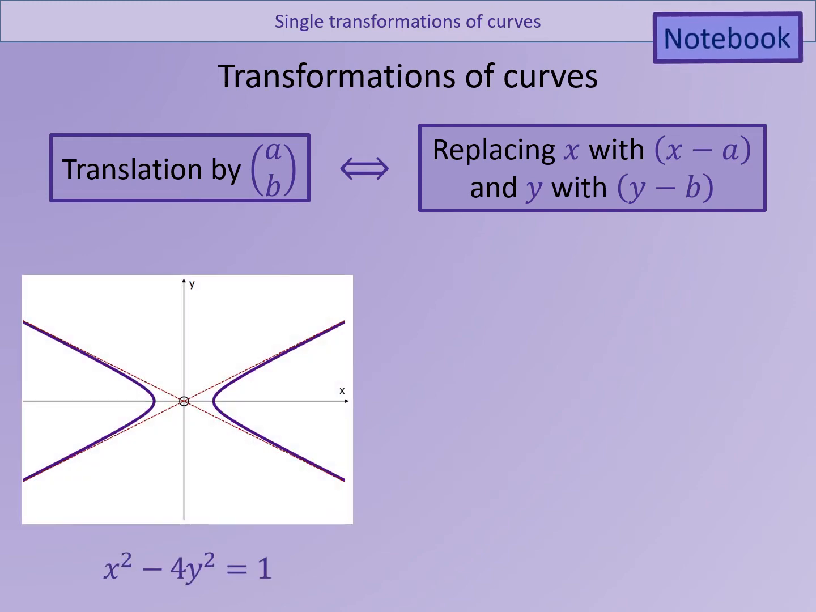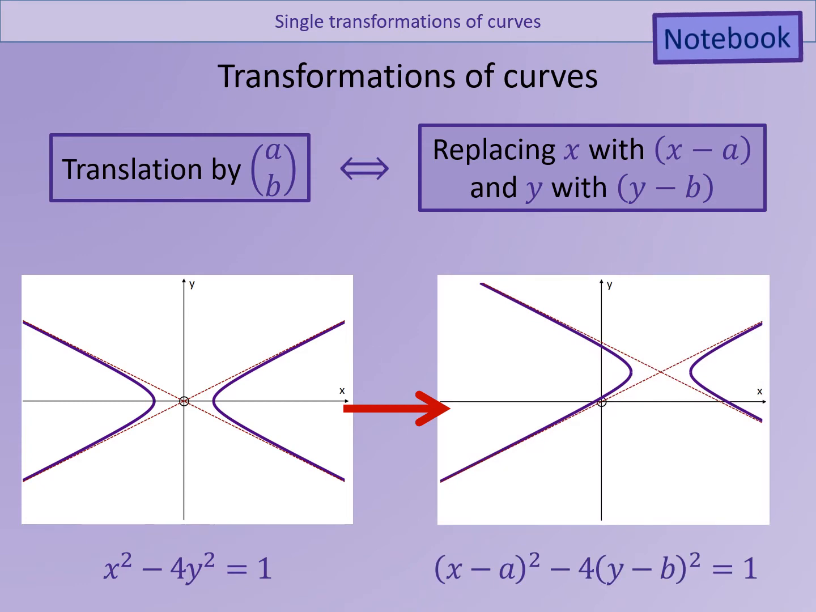We can apply this to the hyperbola x squared minus 4y squared equals 1. Translating this by (a, b) would lead us to the curve with equation (x minus a) squared minus 4 times (y minus b) squared equals 1. We can see that where the point of intersection of the two asymptotes was at the origin, on the transformed curve it is now at the point (a, b).